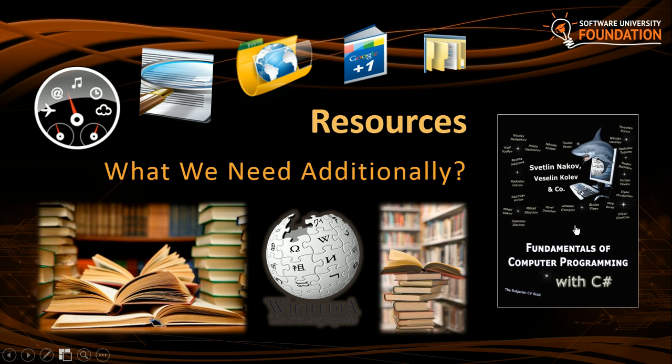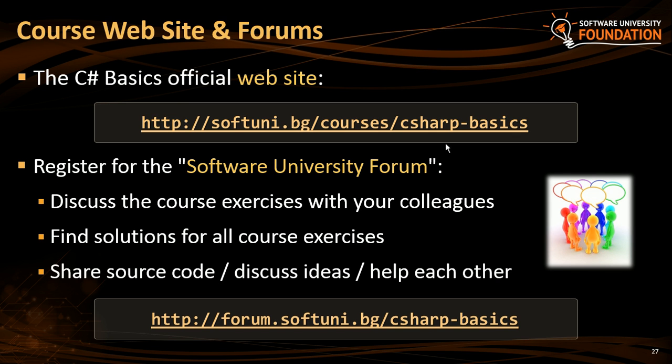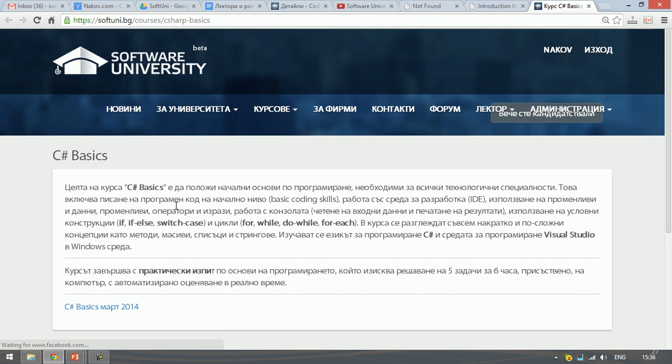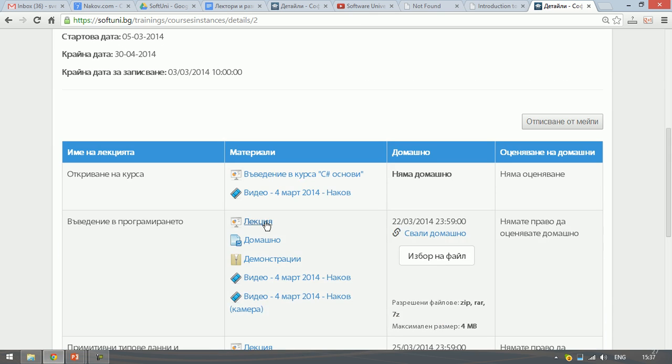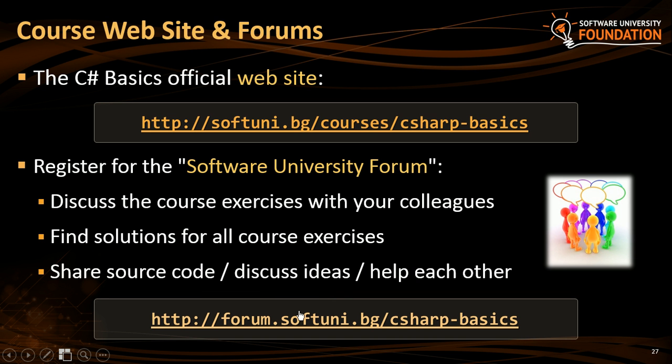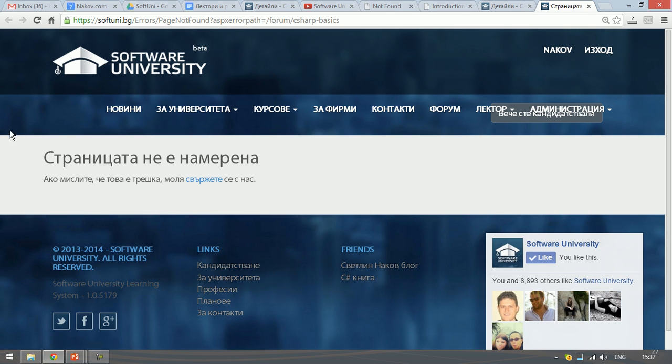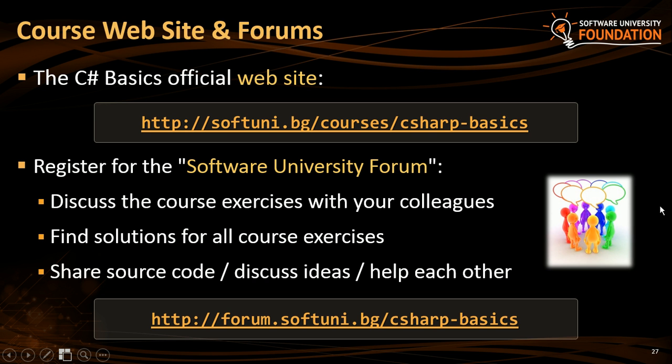So this is an additional resource. This is not the primary resource. The primary resources are the videos and the work you put in solving the homeworks. This is your education. This is additional. Additionally, you have the website of the C# Basics course. Sorry for the Bulgarian, but you can use Google Translate to translate it. Here are the resources, and soon we'll have the forum. Sorry, currently we don't have it, but it will run very soon, at the end of this week.